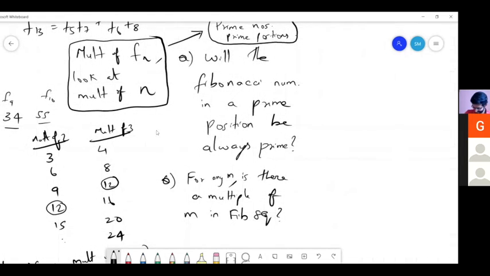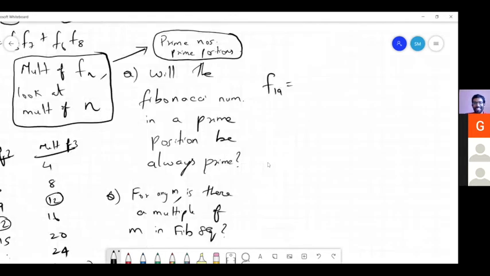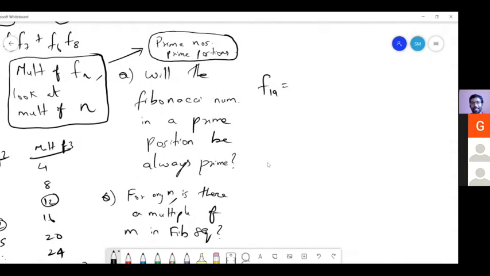So what is it? F19. So what is it? 4181. So I can see that it's not a multiple of 3. It's a multiple of 37. Wow, this is 37 into something. Okay. So here we have a counter example.